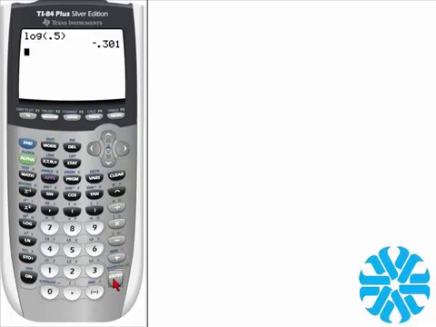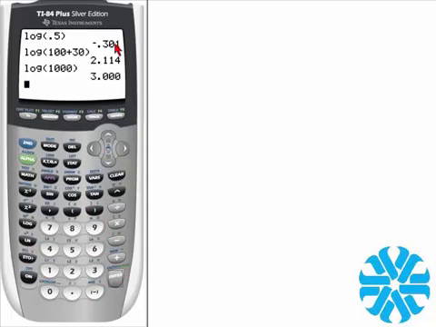For the next example, let's compute the log of 100 plus 30. So we're going to take the log of 100 plus 30. We close the expression and then hit enter to get the result. The next example, let's compute the log of 1000. So let's go the log of 1000, close that, and hit enter to get our result.